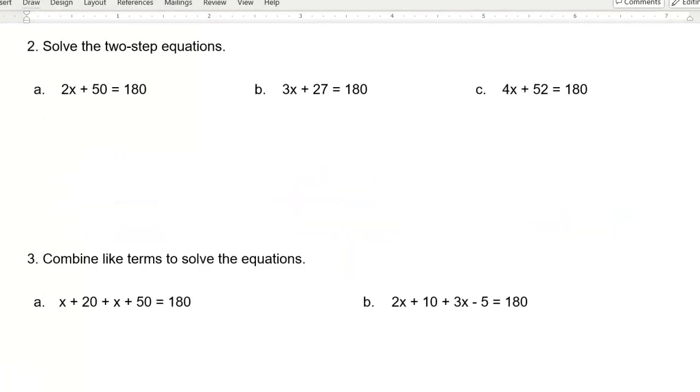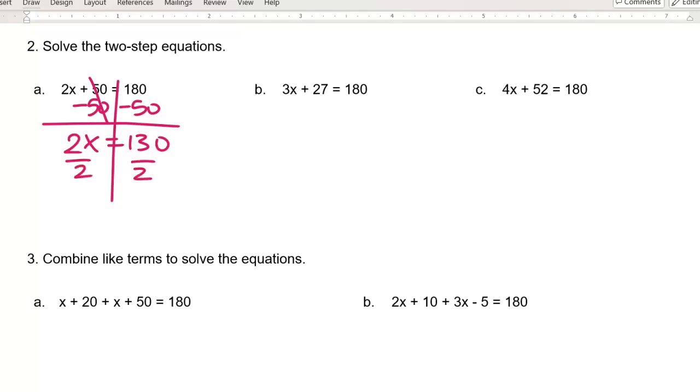Continuing with our two-step equations. Question 2, problem A says 2x plus 50 equals 180. Our first step will be the same. We're going to undo a plus with a minus, or undo a minus with a plus. And then after that, we'll have to divide both sides. So that looks like minus 50 from each side. We undo the plus 50 with a minus 50. 2x means 2 times x. We undo times with divide. So we're going to divide each side by 2. 130 divided by 2 is 65.